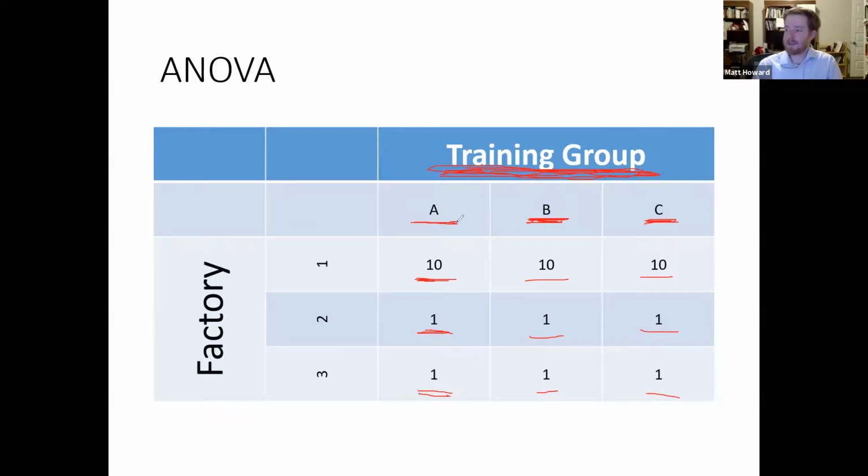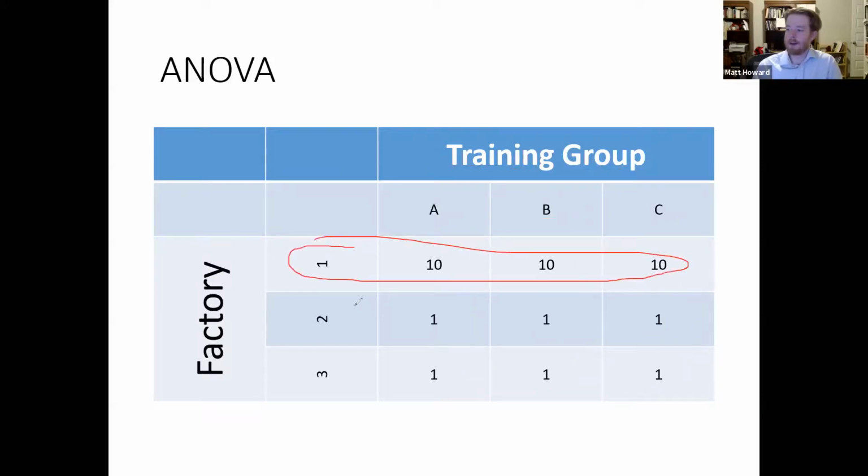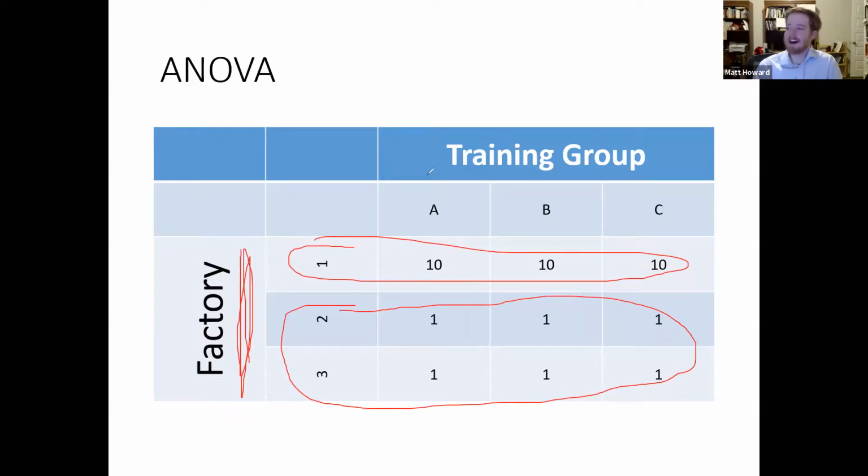So in this case, it did not matter what training group you went through. Your scores would be the same. It didn't matter if you were in training group A, B, or C. The only thing that influenced your scores was whether you were in factory 1 compared to 2 and 3. Therefore, we would say there's a significant effect of factory, and not a significant effect of training group. So once again, significant effect of factory in this example, not a significant effect of training group.